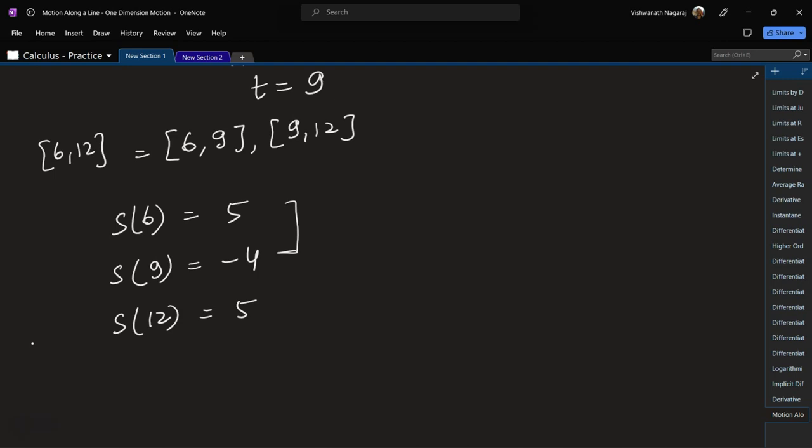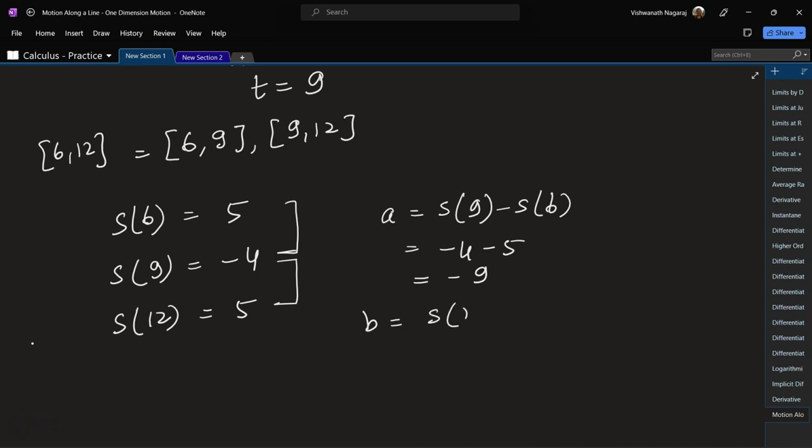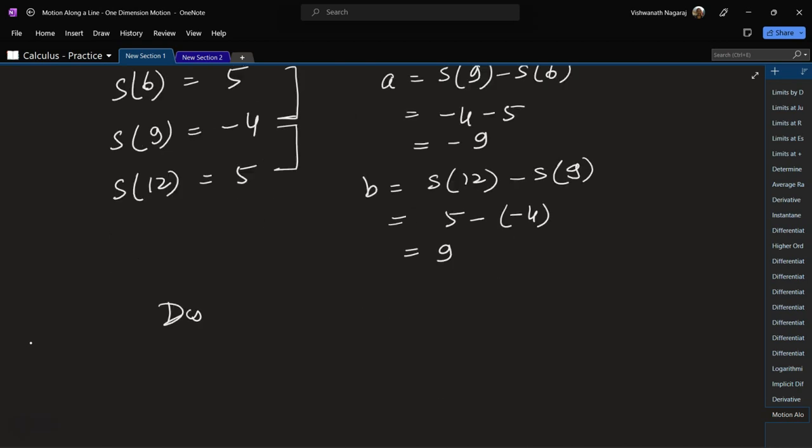Now we need to figure out this displacement and this displacement. So let's say A is equal to S of 9 minus S of 6. S of 9 minus S of 6 would give us minus 4 minus 5, that is minus 9. B would be equal to S of 12 minus S of 9, which gives us 5 minus minus 4, which is 9. So displacement is equal to A plus B.